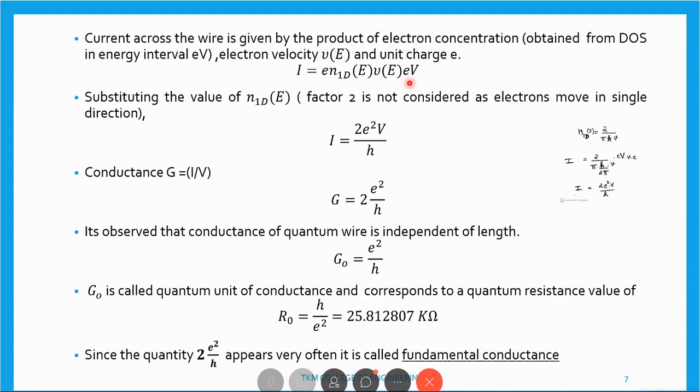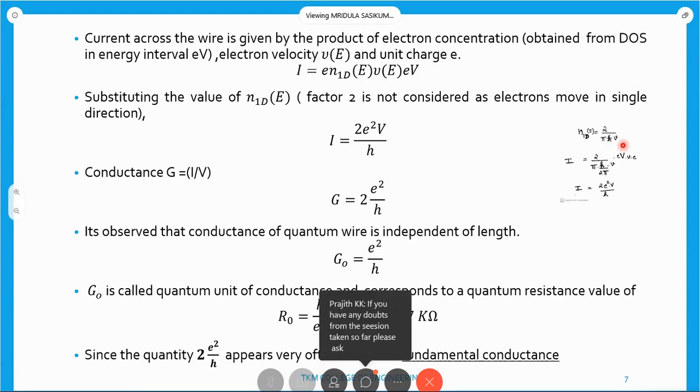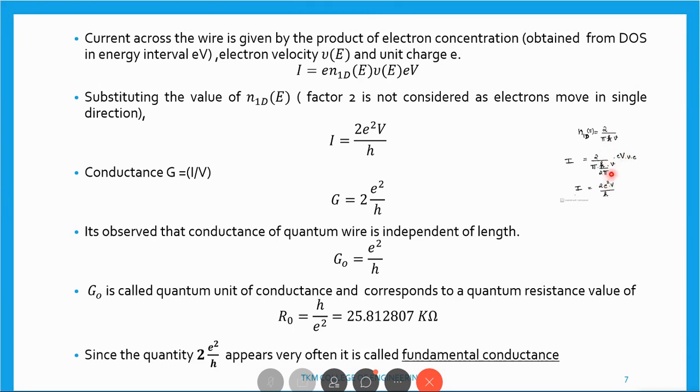Now, the derivation for the density of states formula for one-dimensional nanostructures was covered in the first module. Recall, it is N1D equal to 2 by pi h bar nu, where nu is the velocity. When you substitute this into the equation, after simplifying, the velocity terms will get cancelled. Also, the factor of 2 need not be considered, because electrons are moving in a single direction. And h bar is equal to h by 2 pi, so that factor of 2 will be there. When you simplify, the common terms are cancelled out, and you will get current equal to 2e square V by h, where V is the voltage and h is Planck's constant.